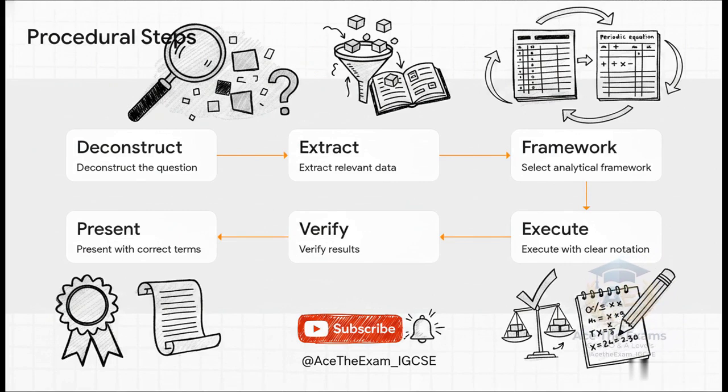You don't just mash numbers together. Step 1, you deconstruct the prompt. Step 2, extract the data and ignore the distracting noise. Step 3, select the framework. Is it a perpetual ledger or a periodic equation? Step 4, execute with clear notation showing every single step of your workings out loud. Step 5, verify your results against the given data to check for reasonableness. And Step 6, present it all with the strict formatting conventions we just discussed.